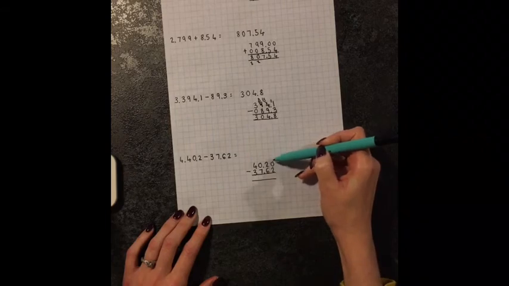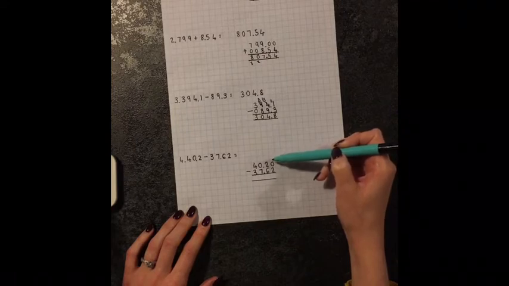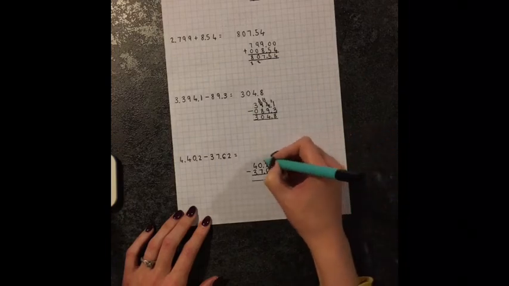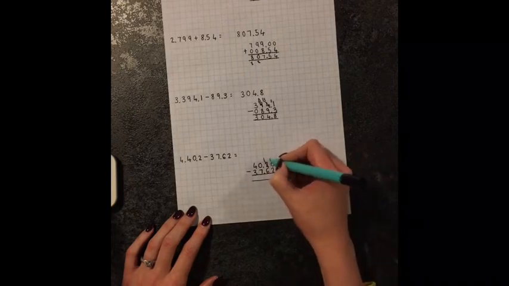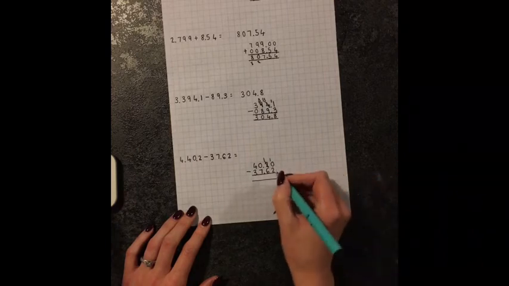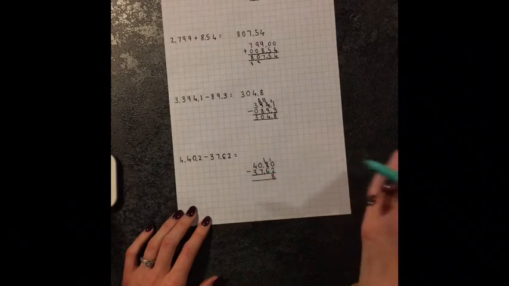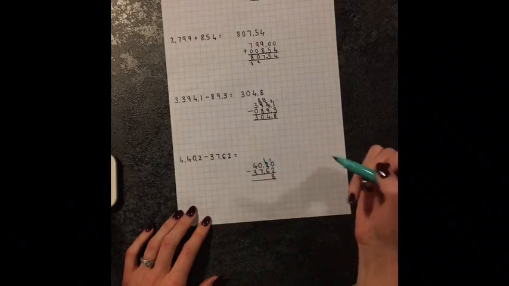starting in the hundredths. 0 minus 2 I cannot do, so I'm going to steal from the tenths column. 10 minus 2 is 8. 1 minus 6 I cannot do. Steal from the column next door.